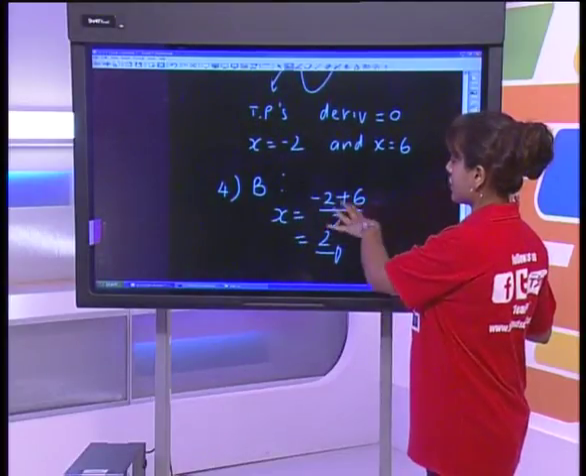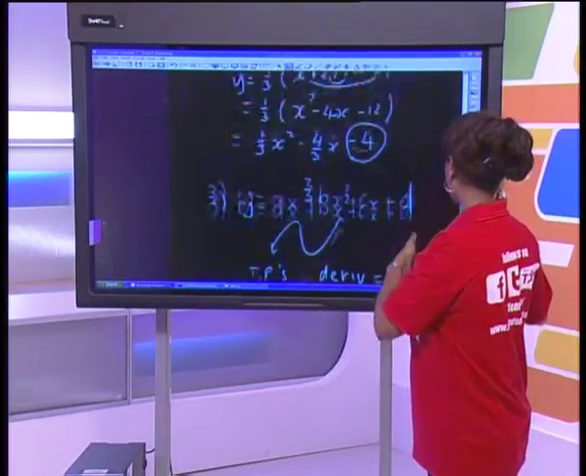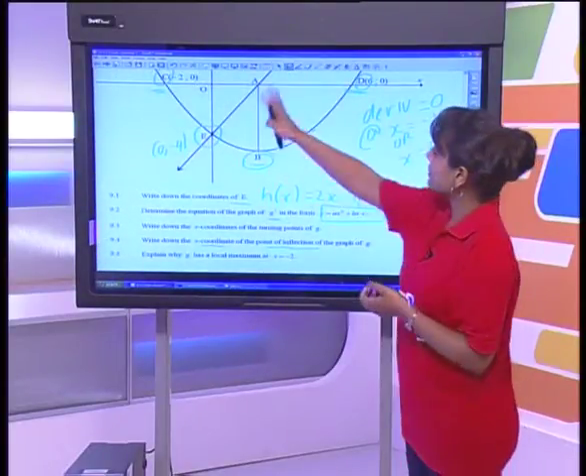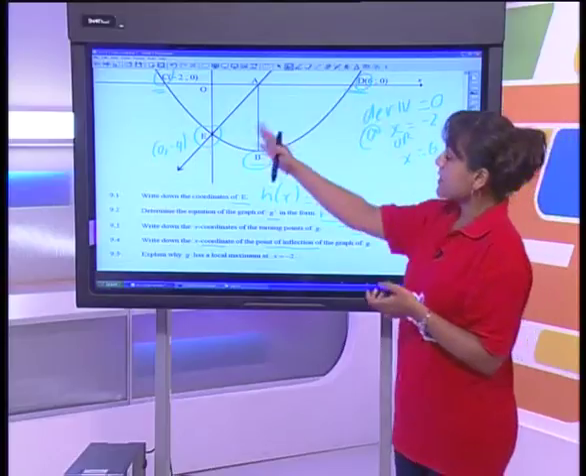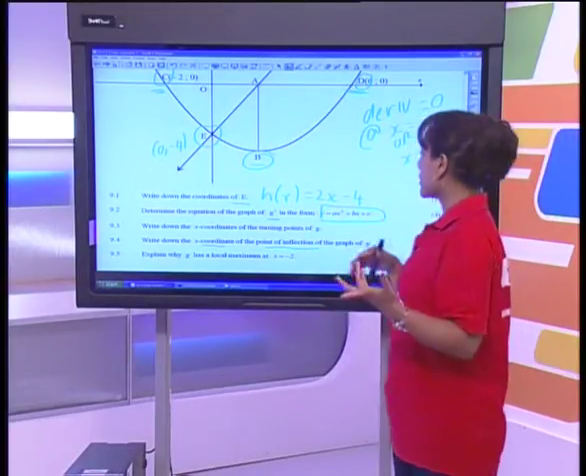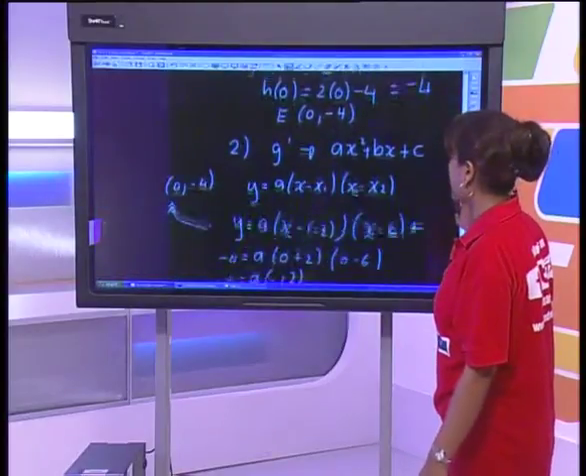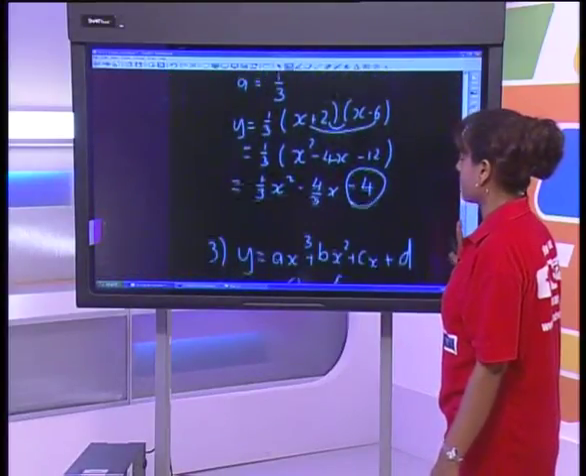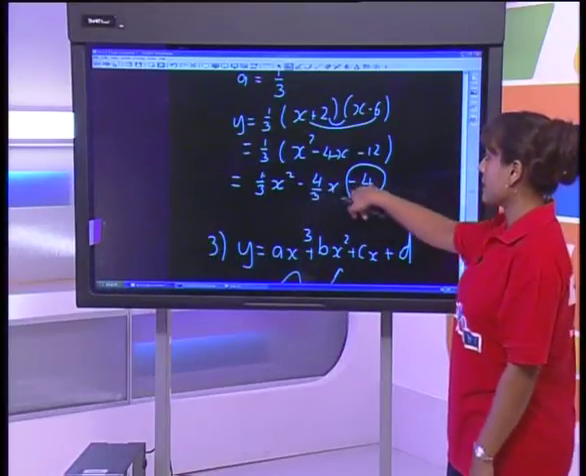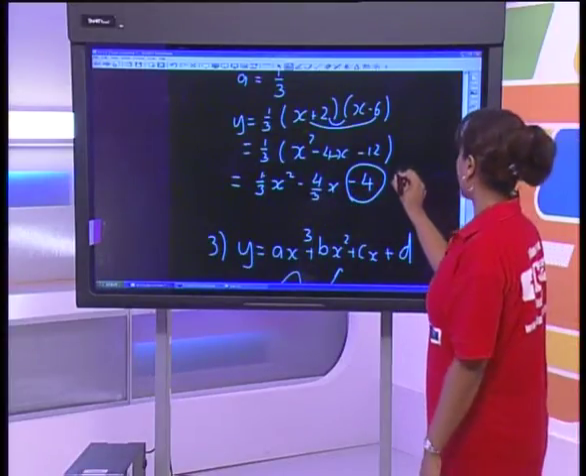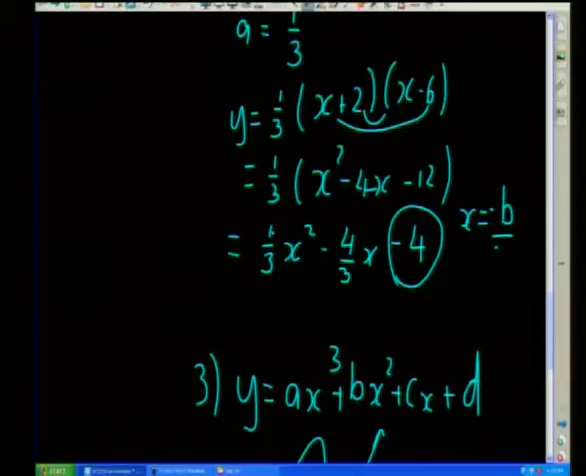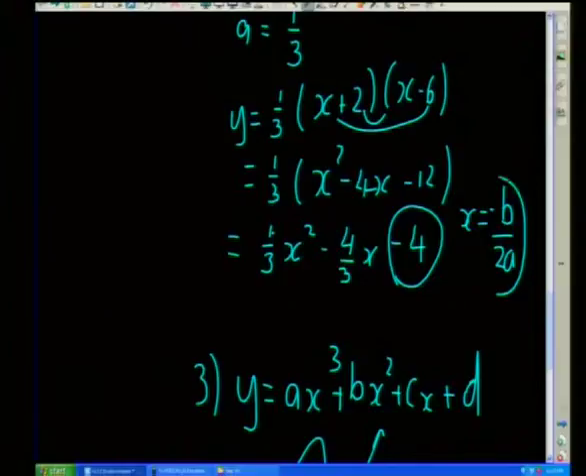This is the way we did it, showing the midpoints, because obviously the turning point of your parabola is exactly midway between the x-intercepts. So I added them and then found the midpoints of those two. The other way you could do it was to take your equation for your parabola, a third x squared minus 4 over 3x minus 4, and use the formula for your axis of symmetry. x is equal to minus b over 2a. You could have done it that way.